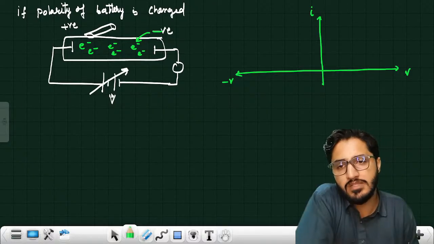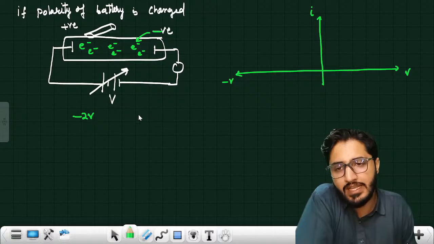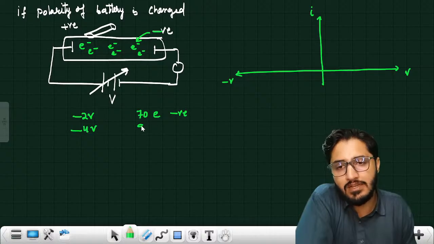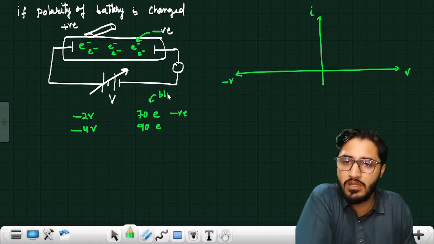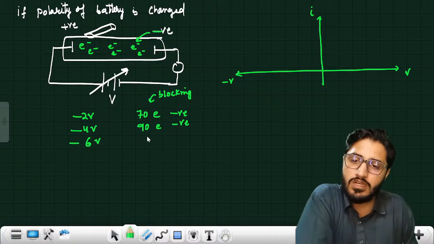Now my potential is minus V. When my potential is minus 2 volt, we are getting only 70% of electrons at my negative end. When my potential is minus 4 volt, we are blocking 90% of electrons towards my negative potential. When my potential reaches minus 6 volt, now I am able to control 100% of electrons. No electron is reaching this potential.